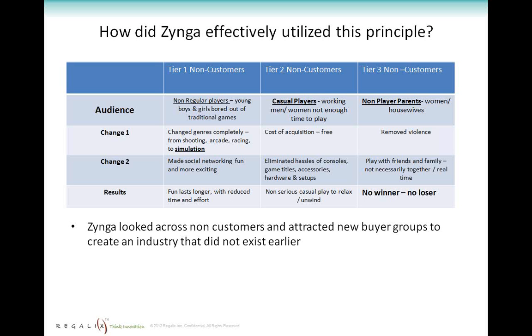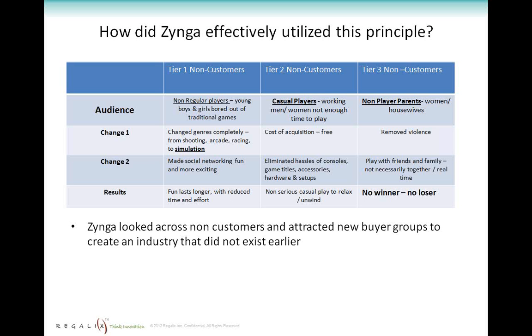To acquire Tier 2 non-customers, Zynga made the game free because it also eliminated the hassles of consoles, game titles, accessories, and hardware and setups. So it totally eliminated these. After eliminating these barriers, the non-serious casual players actually started using these games to unwind and relax.